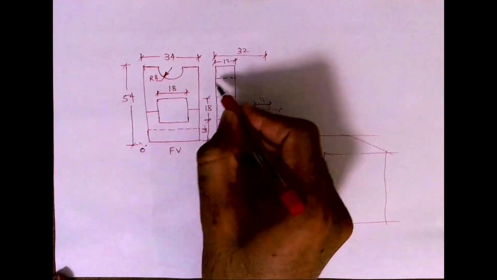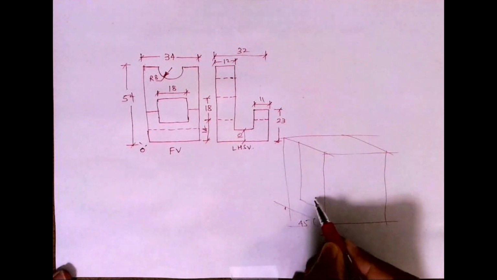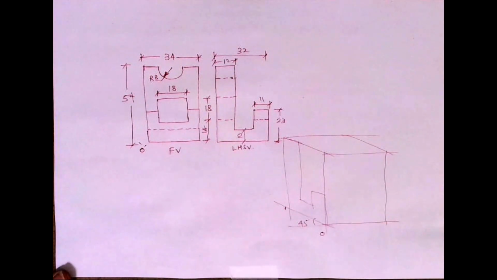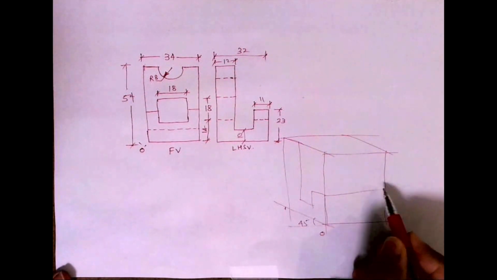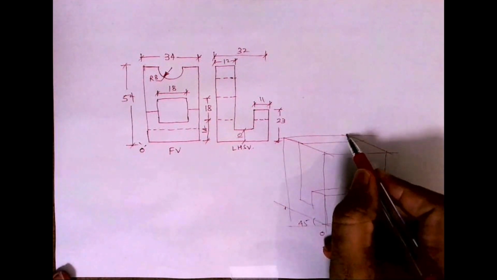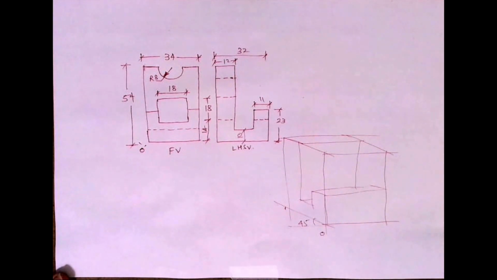Now after this, if you see in the front view, we have two parts and in the side view one part. So I'll draw the side view as it is. And we know whatever is there on the left side, the same thing will be on the right side. So we'll take 34, 34. From here also 34 and we will join this.